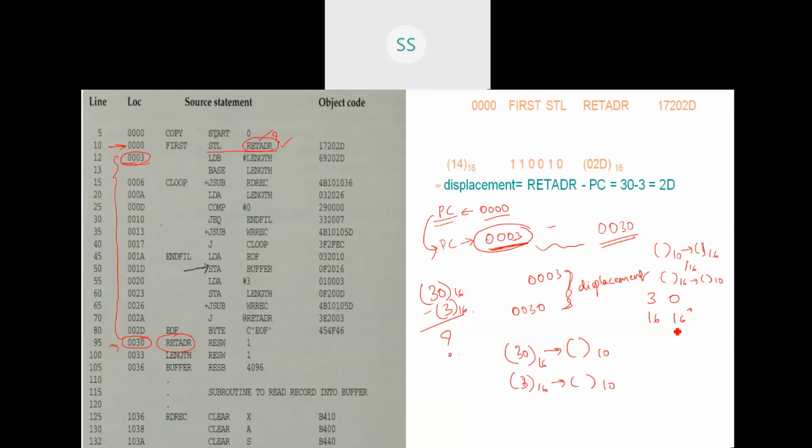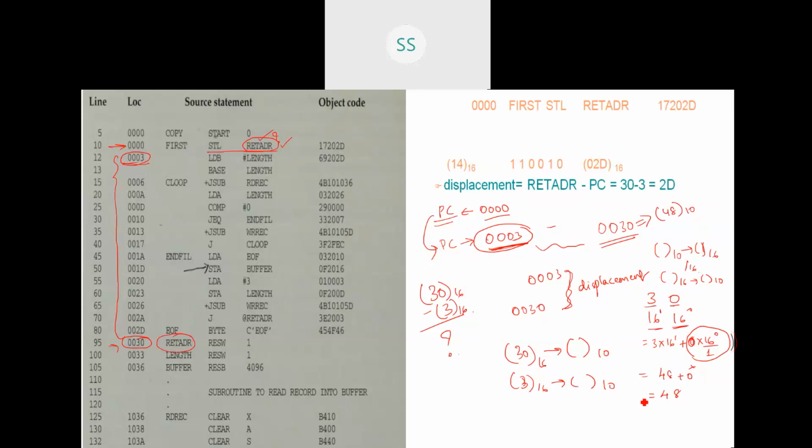So 0 has got a positional weight of 16 raised to 0 and 3 has got a weightage of 16 raised to 1. So you can write it as 3 into 16 raised to 1 plus 0 into 16 raised to 0. The 16 raised to 0 is actually 1, and as it is multiplied with 0, this term has no significance there. And what is 16 into 3? You get 48. So 48 plus 0, you will get the value 48. So 30 in the base 16 is converted to 48 in the base 10.